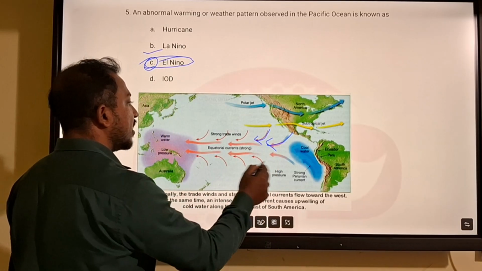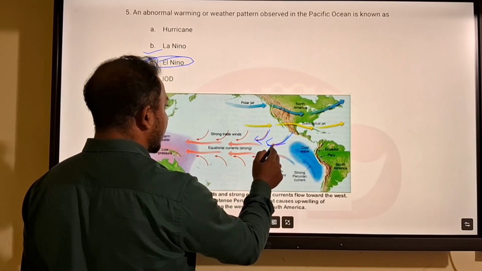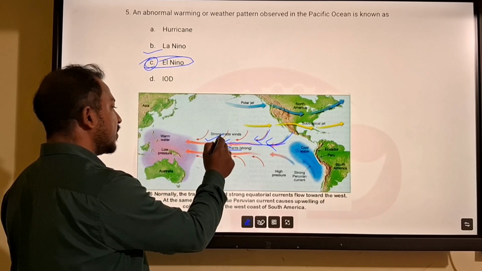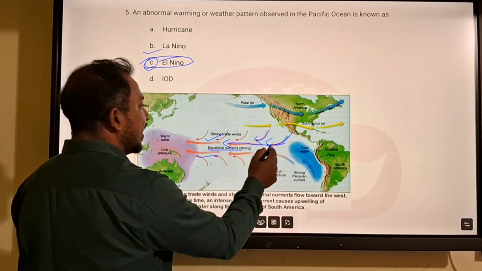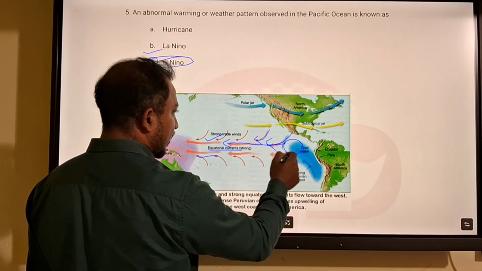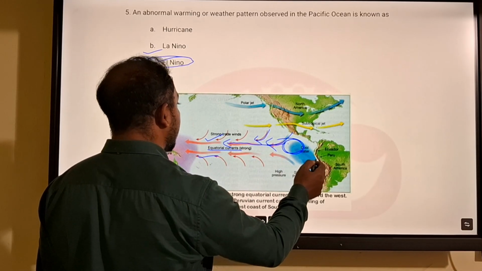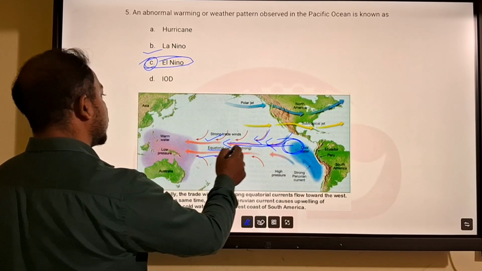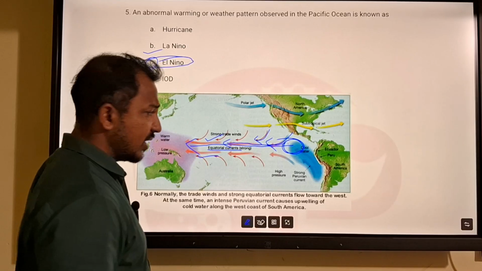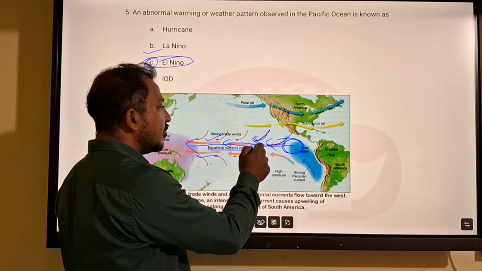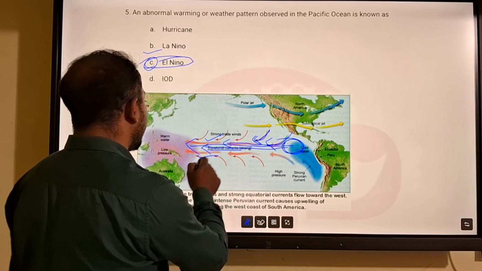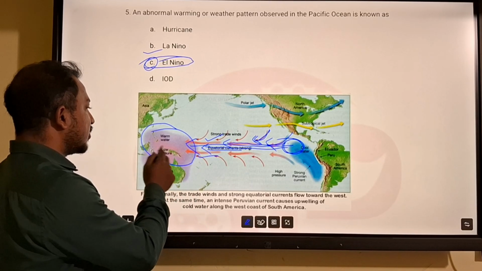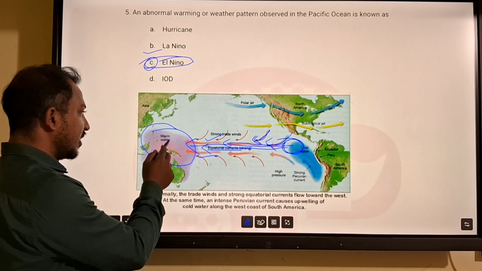So this trade wind helps to displace the water along the equator, which is called equatorial currents. You can say this is the north equatorial current, this is the south equatorial current. They displace warm water from the region between Ecuador and Peru, or Central South America. Because of these strong trade winds, water is displaced from east to west towards the South Asian part, Australia, and these regions.